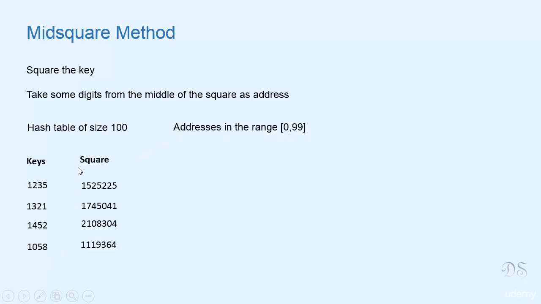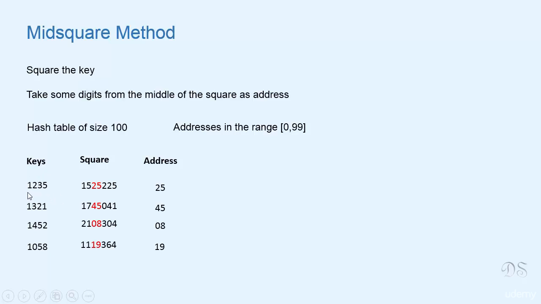We square these keys and then take 2 middle digits as the address. So these are the addresses. If we have a hash table of size 1000, then we can take 3 middle digits from the square. Now, if the keys are very large, then this square will be even more large. So, in that case, we can take a portion of the key and perform mid-square method on that portion.